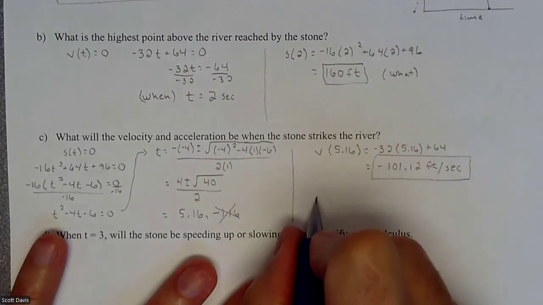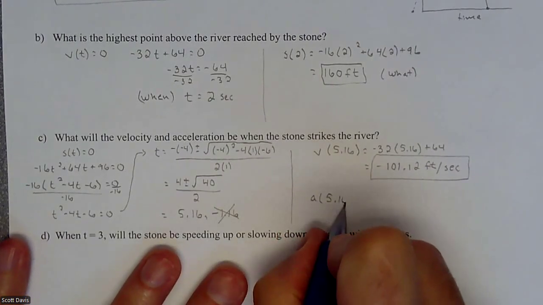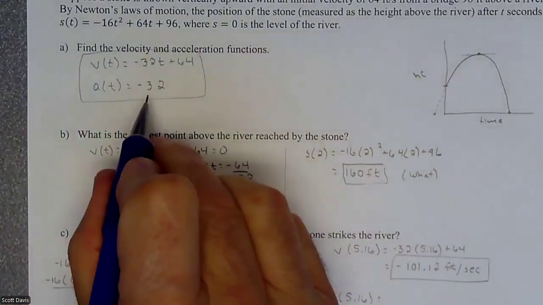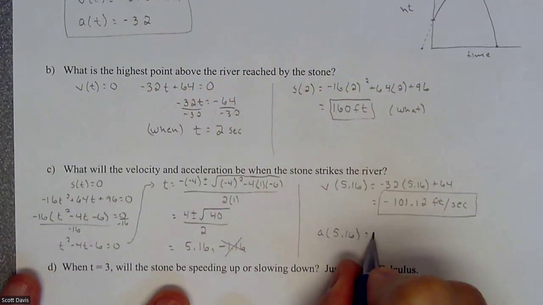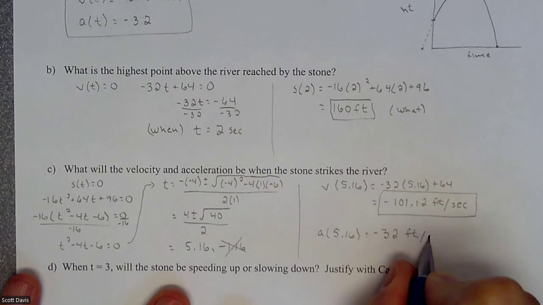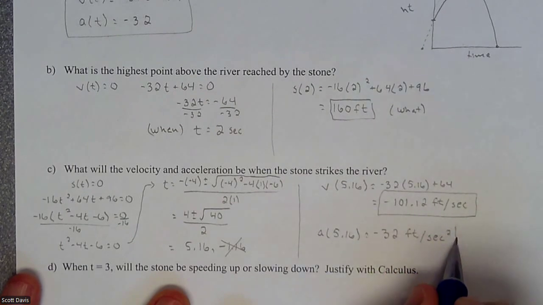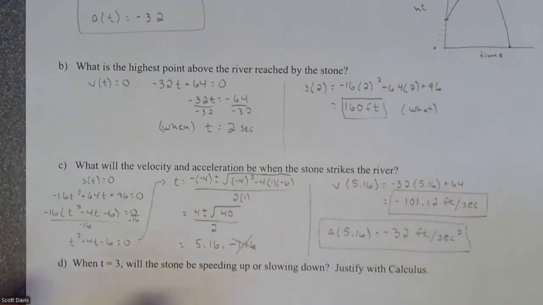And then our last bit is find the acceleration at 5.16. But the acceleration equation is just constant. So all the time, no matter what time I'm putting in, our acceleration is -32. And then our label for that is feet per second per second, so feet per second squared. Right? So there's our acceleration. Here's our velocity at that time.